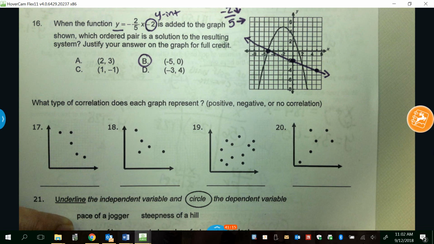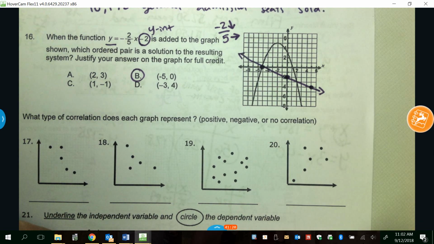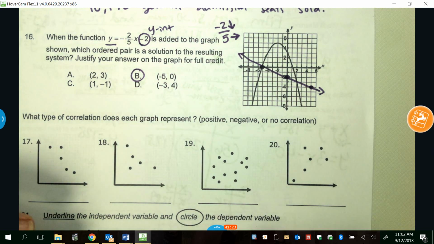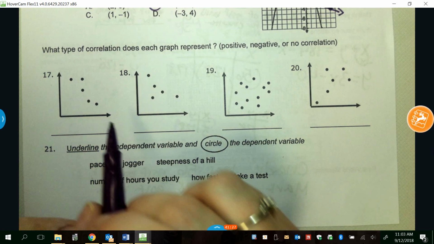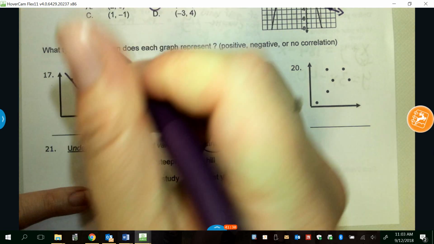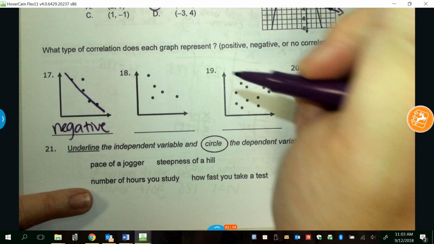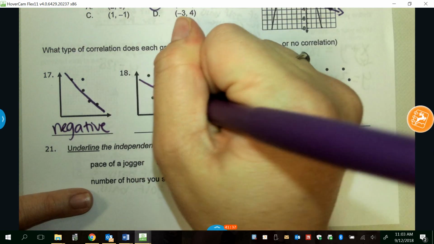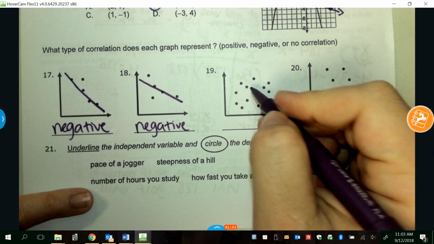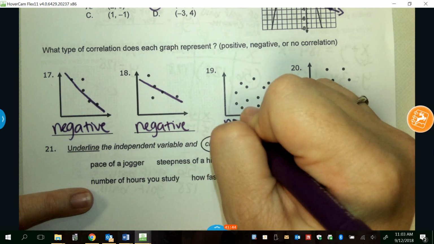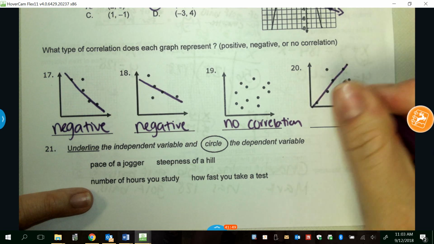Sorry, you couldn't see everything I was writing. I just wrote that that's the y-intercept and then showed you what to do with your slope. Okay, what kind of correlation is this? Well, if I drew a trend line, it's going down from left to right, so it's negative. Drawing another trend line, it still goes down from left to right, so it's negative. Here, there's no trend at all, so it's no correlation. And here it's going up from left to right, so it's positive.